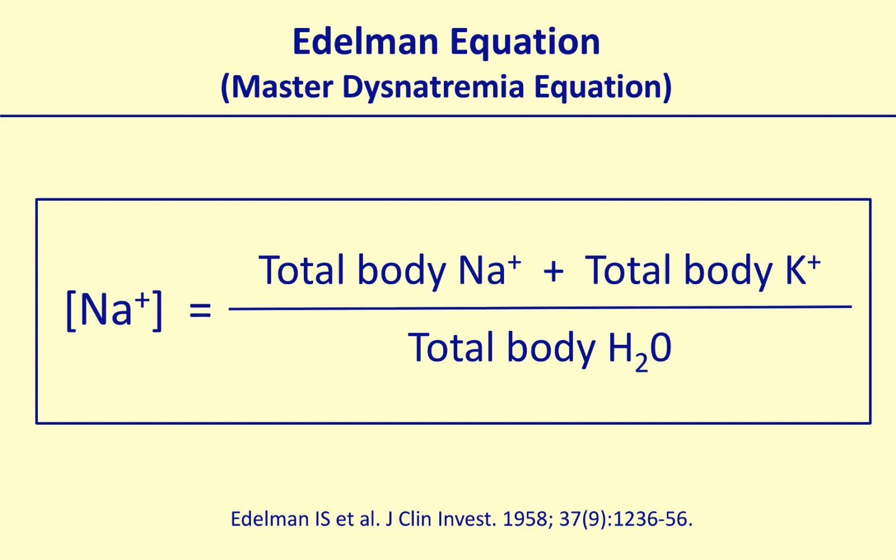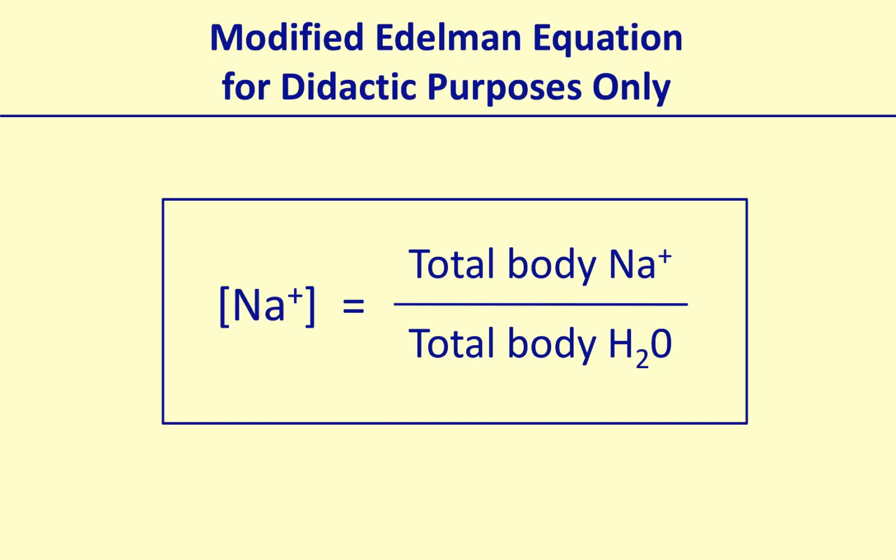In lecture number 2, we reviewed the Edelman equation, which is the master dysnatremia equation. This equation states that the plasma sodium concentration is equal to total body sodium plus total body potassium divided by total body water. For didactic purposes, we're going to forget about total body potassium, and we're going to say that the plasma sodium concentration is the ratio between total body sodium and total body water.